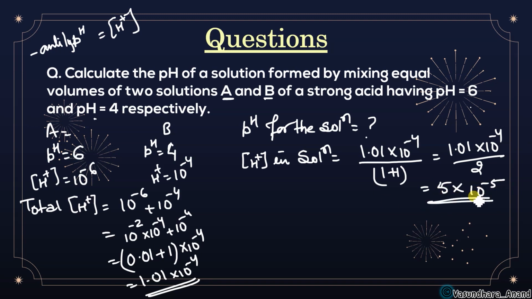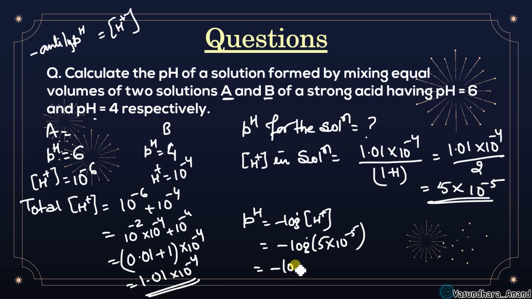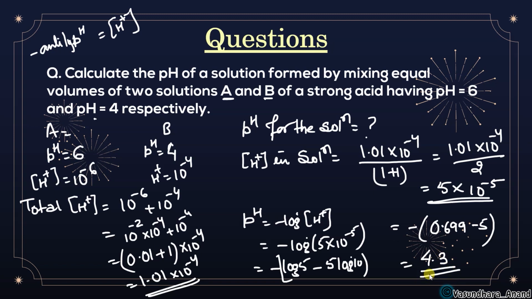So this is the H plus concentration. And if we find the pH, this is minus log H plus, and here it is minus log 5 into 10 to the power minus 5. So this is going to be minus log 5, and here it is minus 5 log 10. So the log 5 value is 0.699, and then minus 5. So just solve it and you will get around 4.3. So this is the pH of the solution.